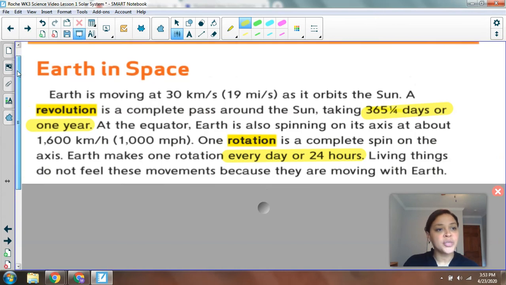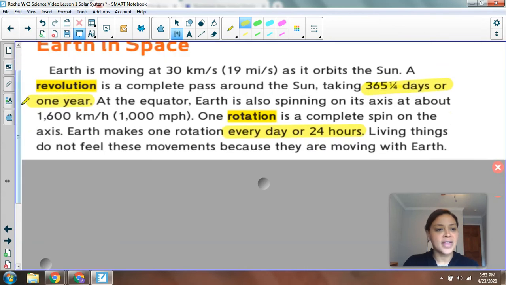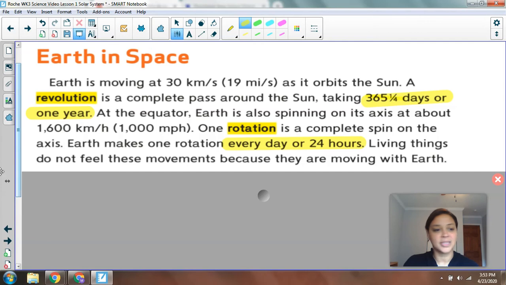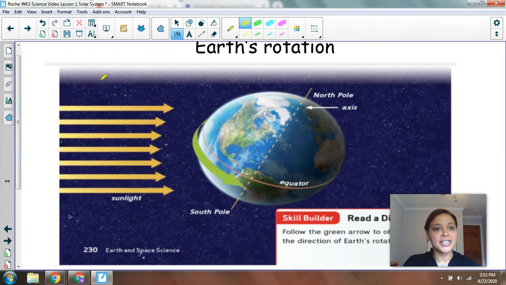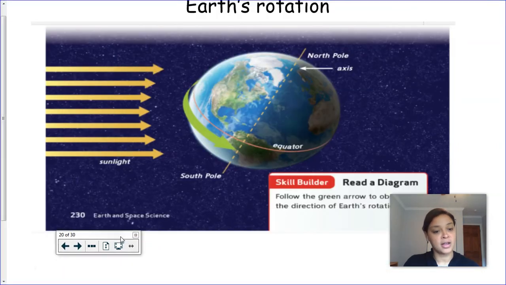And so, boys and girls, we do not feel the earth rotating or revolving because we are also moving with earth. And I know it's a hard concept to grasp. All right, so here is a nice diagram showing you Earth's rotation, which takes what we just learned. How long? 24 hours or a day.